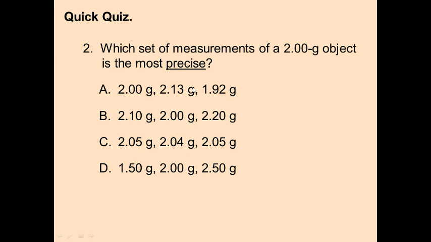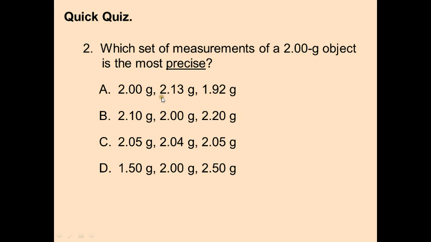And which of the measurements of a 2-gram object is most precise? Well, for this question, you don't really need to know that the actual value is 2 grams. That would be only useful if we're trying to measure accuracy. So all we have to do is compare these numbers to each other and see how close they are. So 2 grams, 2.13, and 1.92. Those numbers are way far too off.